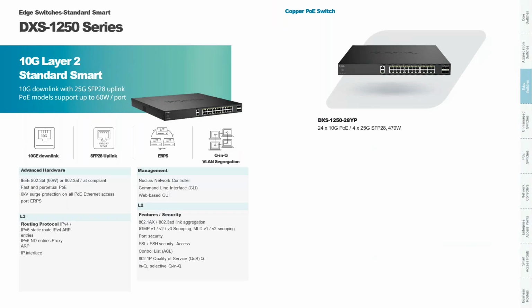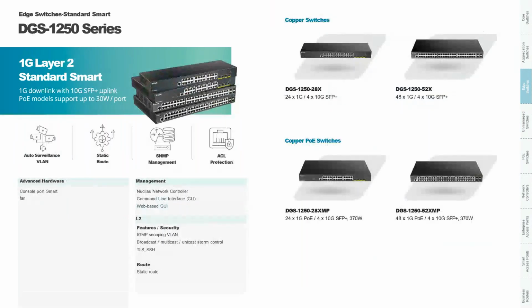High-end Wi-Fi 6, Wi-Fi 7 access points, because as you can see already, the 24 10 gig PoE ports is perfect for those to ensure that there's zero bottleneck between your wireless network and your wired network.